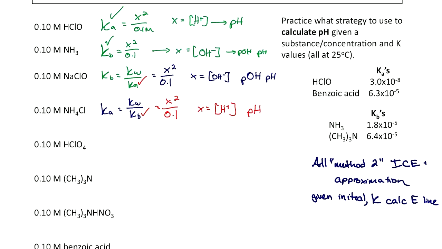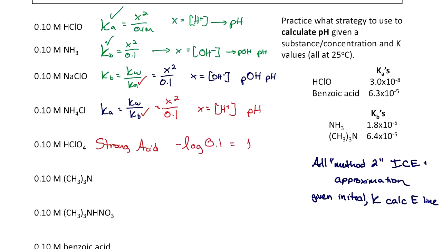What's special about perchloric acid? It's an acid. It's a strong acid. See, I tricked you. All the last four were weak systems, but perchloric acid is actually a strong acid. So how are you going to calculate the pH of that one? Just plug it into pH. Yeah, we're just going to do negative log 0.1.